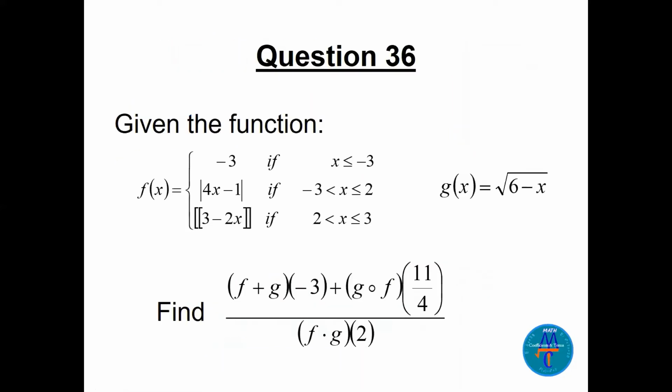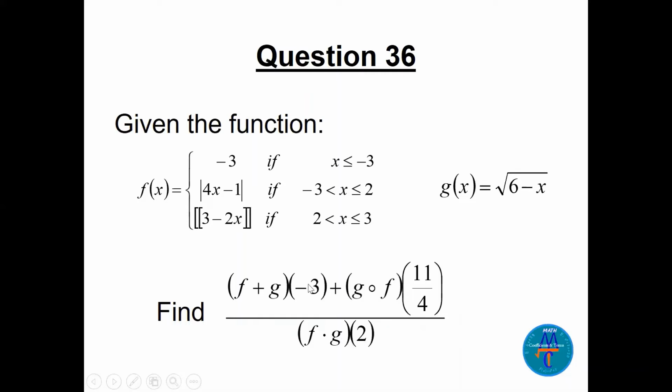Here we have a straightforward question. We have a piecewise function. We have minus 3 constant. We have absolute value. We have a greatest integer function. And now we have another function separate, g, and we need to find f plus g of minus 3, g circle f of 11 over 4, f times g of 2.